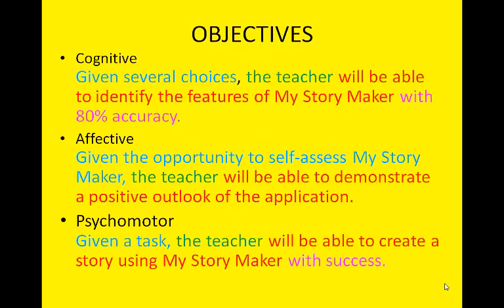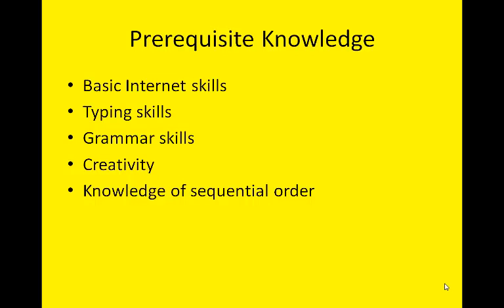We have 3 objectives for this instructional product. One, that given several choices, the teacher can identify features of My Story Maker with 80% accuracy. A second, given the opportunity to self-assess My Story Maker, the teacher can demonstrate a positive outlook on the application. And a third, given a task, the teacher can create a sample story using My Story Maker with success.